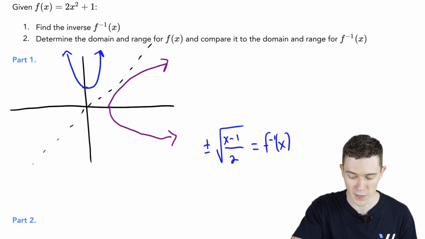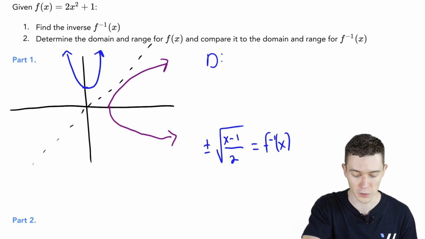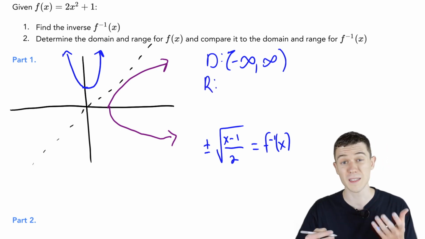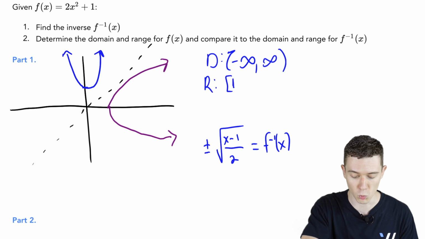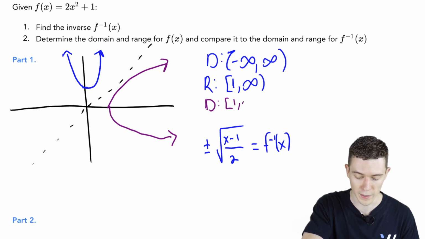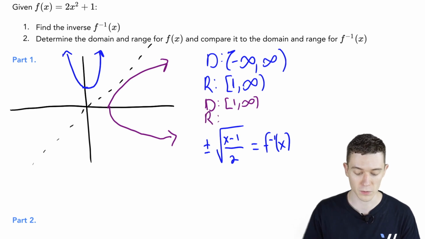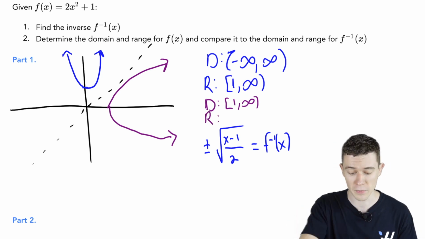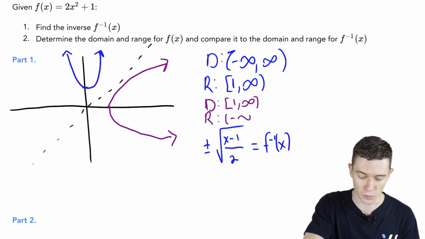If we look at the domain of the original function, it's a polynomial, it's a quadratic. The domain should be all real numbers, minus infinity to infinity. The range? Well, it goes as low as 1, so it's 1 inclusive, up forever. What about our inverse function here? Well, looking left to right, it goes as far left as 1 and as far right as forever. How far does it stretch up and down? Well, it goes up forever and down forever. The range is all real numbers.